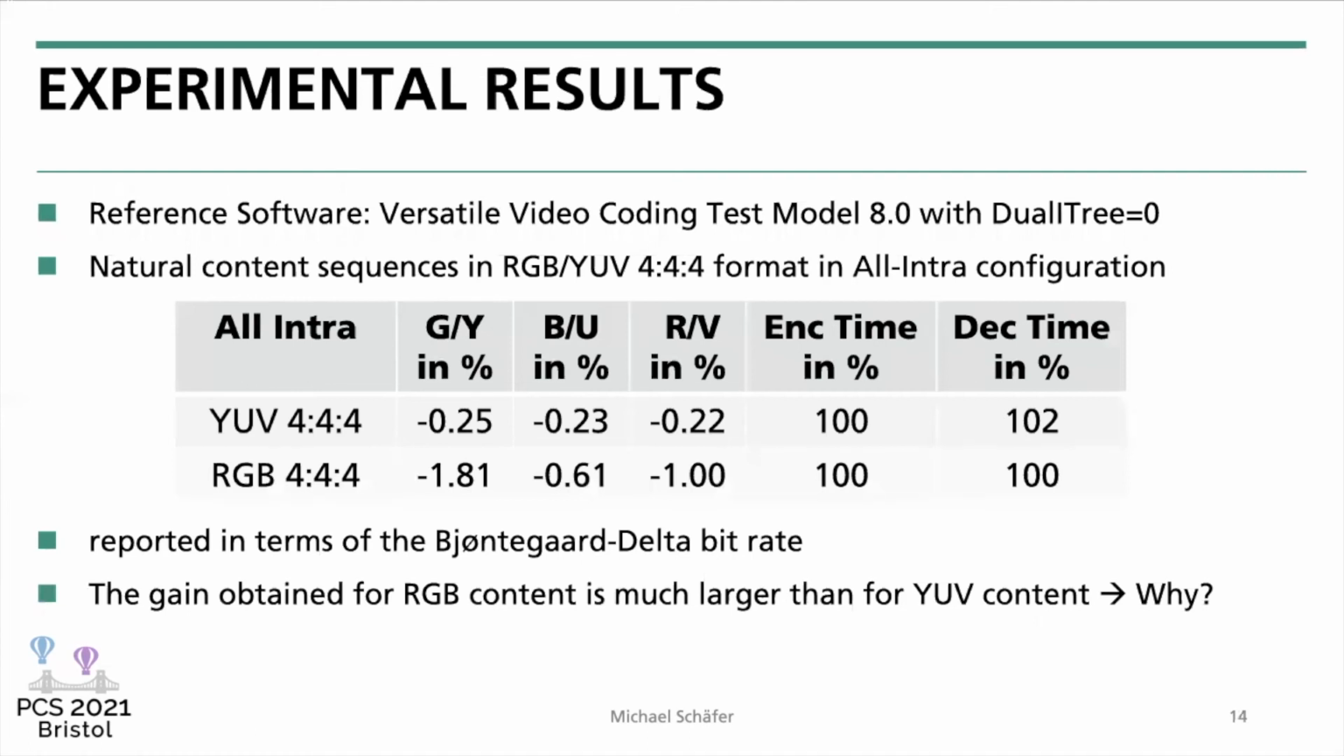When the dual tree partitioning is turned off, the bitrate savings for natural content sequences in 444 format using all intra configuration are around 0.25% for YUV content and 0.6 to 1.8% in the components of the RGB content. Notably, in both reference and test, MIP is enabled, which means that the gain solely stems from the extension to chroma blocks. But why is the gain for RGB so much larger than for YUV?